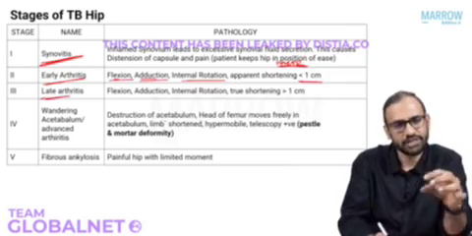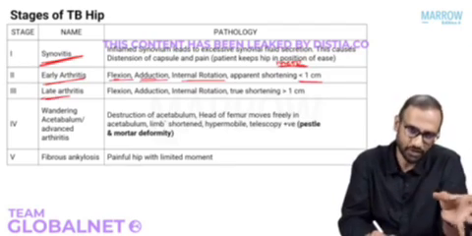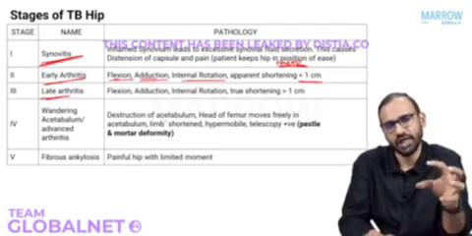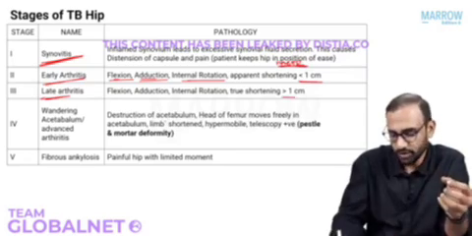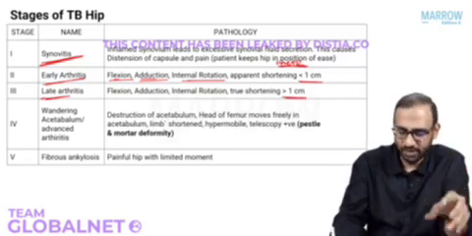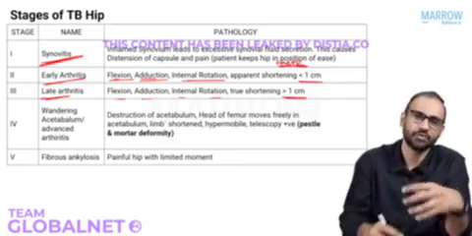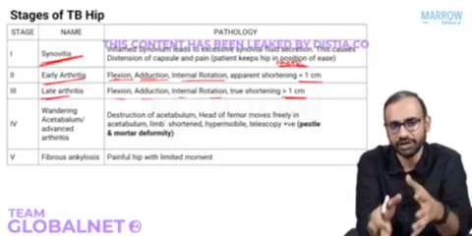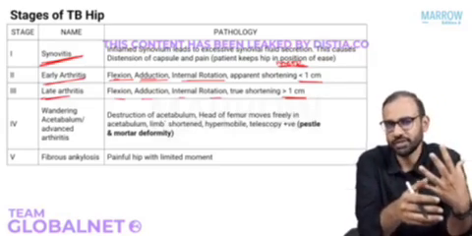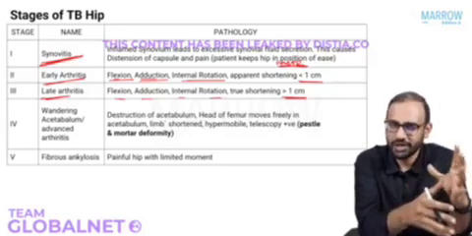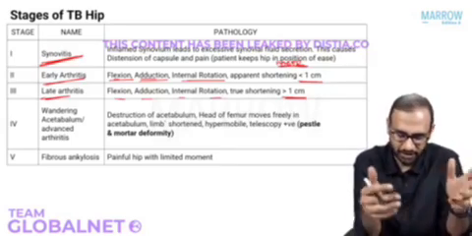Late arthritis is where there is significant destruction of the articular surface because of the disease process, and this will lead to more shortening, that is more than 1 centimeter, and the attitude will still remain the same: flexion, adduction, internal rotation. So the patient has an attitude of flexion, adduction, internal rotation and shortening of around 2 to 3 centimeters. In tuberculosis of the hip, the stage is usually late arthritis or stage 3.